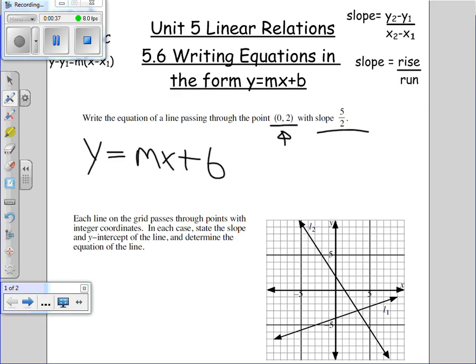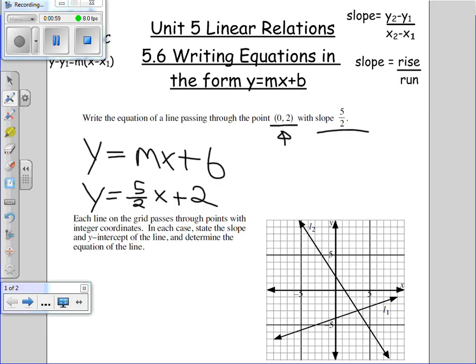You put your slope where m is, you put your y-intercept where b is. So what would be our equation? Y equals 5/2 x plus b. There you go. That's how quick these tests can be. So if you know these things inside and out, it can be like that.